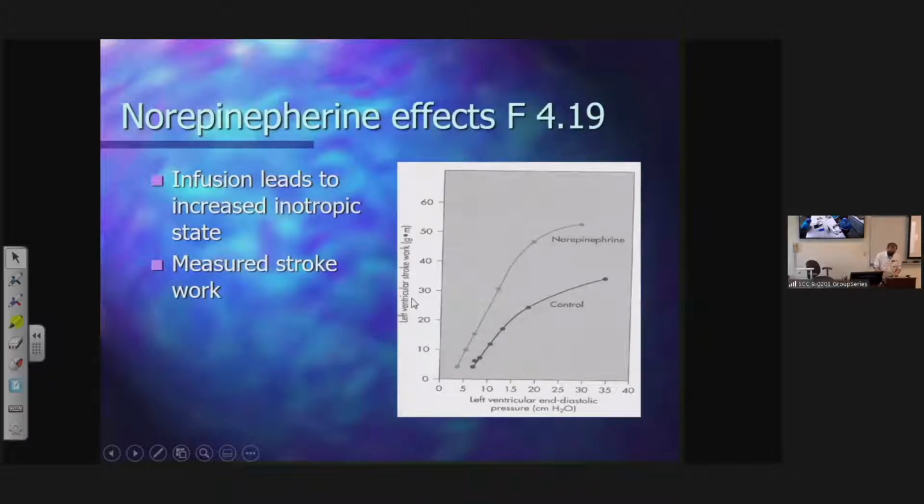Stroke work is how many joules of output, or watts of work, the heart is doing per beat. So if you give it norepinephrine, it's like taking that pressure volume loop Limegruber showed us the other day, with the diastolic pressure curve and the systolic pressure curve, and we were doing the box like this. Well, giving norepinephrine would make this line go further, so you get more stroke volume.